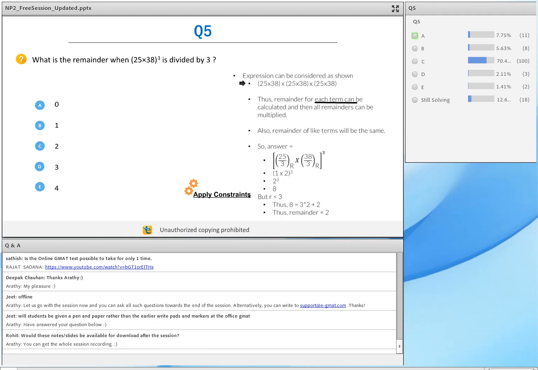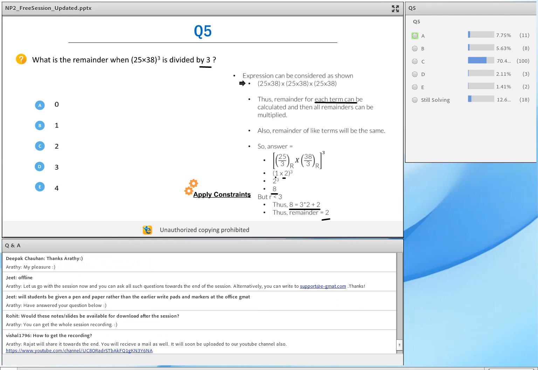So we get 25 by 3, the remainder is 1. 38 by 3, the remainder is 2. So 2 cubed is 8, which means the remainder, but the remainder has to be less than 3. Why? Because the remainder always has to be less than the divisor. So we express 8 as 3 times 2 plus 2, and we get the remainder as 2.